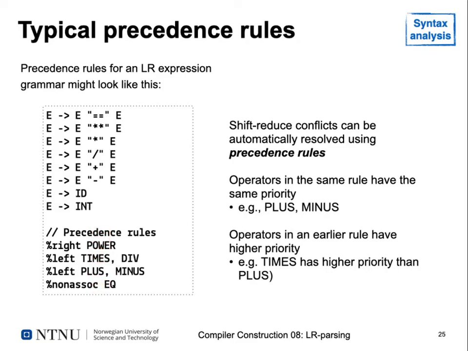So this is an example from a parser generator grammar for YACC exactly. And shift-reduce conflicts can now be automatically resolved by reading these and using these precedence rules. So operators in the same rule have the same priority. So plus and minus have the same priority. And times and div again have the same priority as each other. Operators in an earlier rule, so a rule that's further up in the list, have a higher priority. So the power operator has a higher priority, for example, than your plus operator.